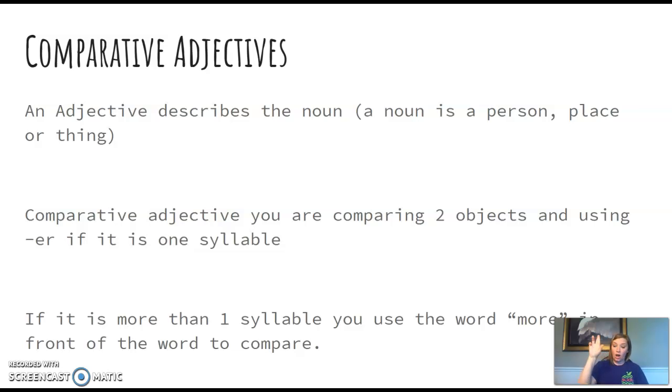When we add the ER, the rule is this. If it's a one-syllable word like tall, small, you add ER. If it is more than one syllable, you're going to add the word more in front of it. For example, you would say beautiful, that's 3 syllables. You're going to add the word more in front of it. The word intelligent, that's 4 syllables. You're going to add the word more intelligent when you're comparing two objects.